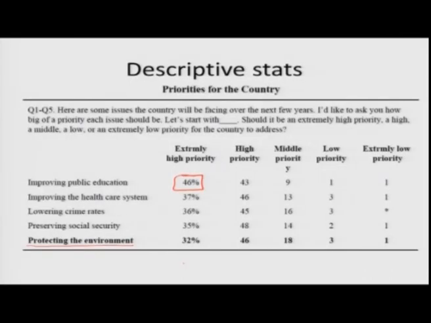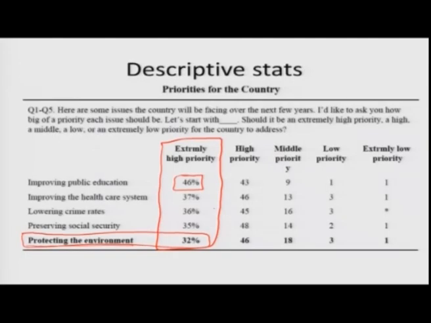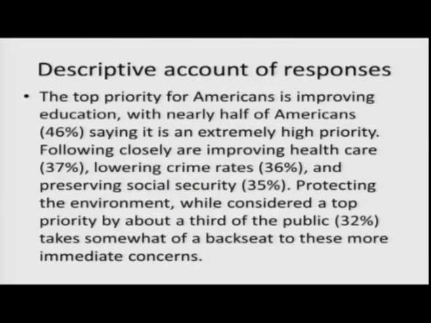So, here the writer looks at this column and compares how each of these issues have been rated as extremely high priority, and then points out that protecting the environment is just 32%, in fact the lowest among these five. So, this is reporting descriptive stats in a tabular format, and that has been explained here.